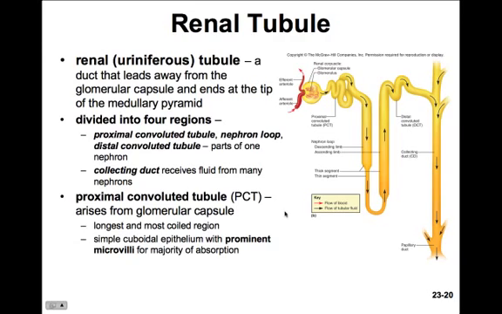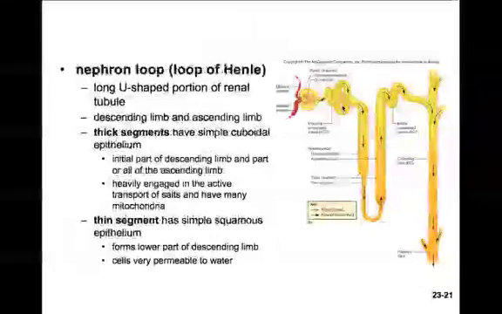So the proximal convoluted tubule arises from the glomerular capsule. It's the longest and most coiled region. In this figure, it's been simplified. It's composed of simple cuboidal epithelium with prominent microvilli, which increase the surface area. So this is the area where we see the majority of absorption happening.